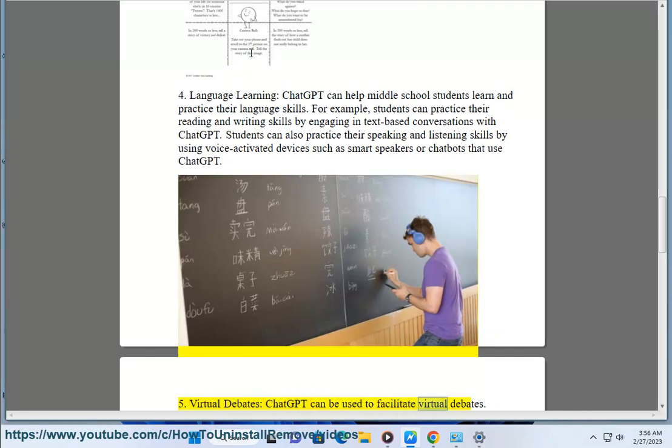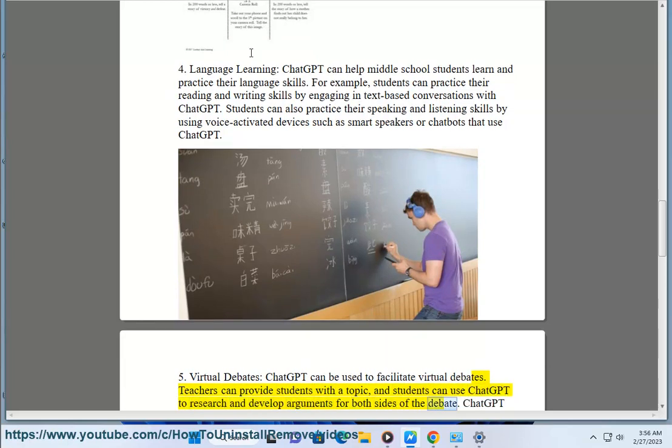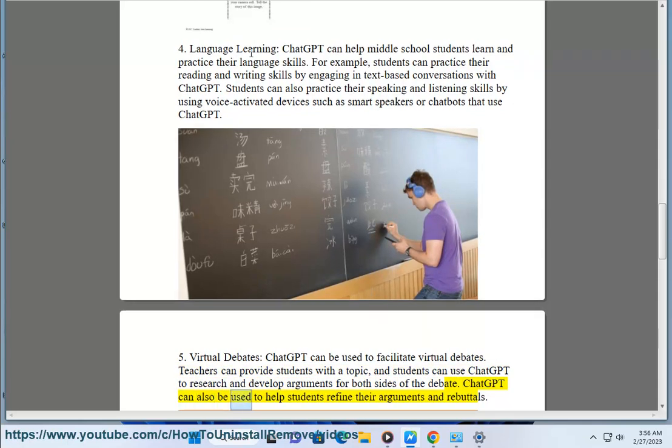5. Virtual debates. ChatGPT can be used to facilitate virtual debates. Teachers can provide students with a topic, and students can use ChatGPT to research and develop arguments for both sides of the debate. ChatGPT can also be used to help students refine their arguments and rebuttals.